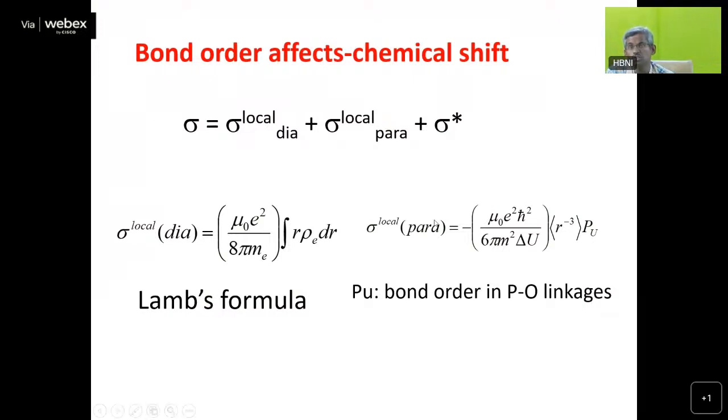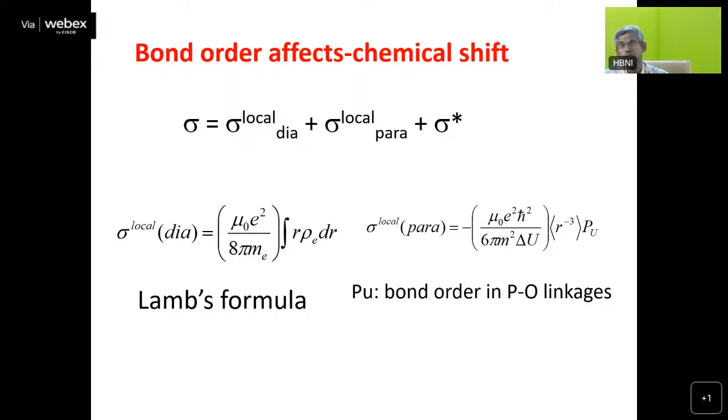So the contribution which makes a significant difference to the chemical shielding is the paramagnetic contribution. The paramagnetic contribution depends on a parameter called bond order in the PO linkages. We know the triple bond has a higher bond order compared to the double bond. The double bond in turn has a higher bond order compared to the single bond, and so on. This you must be knowing.